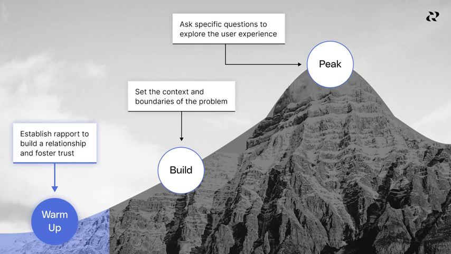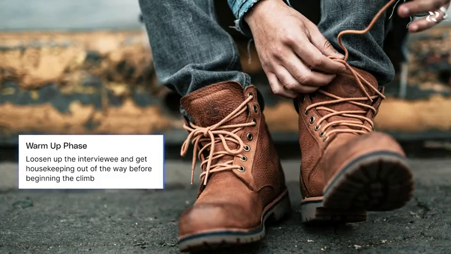Establishing rapport typically lasts the first 5 to 10 minutes of the 45-minute conversation. During this time, you'll introduce yourselves and break the ice. Think of this as the first steps of the hiking trail, where you're warming up for the climb ahead. You want to loosen up the interviewee and get any housekeeping out of the way before beginning the climb. Establishing rapport ensures that you understand who the user is before jumping in to gather information about the problem.